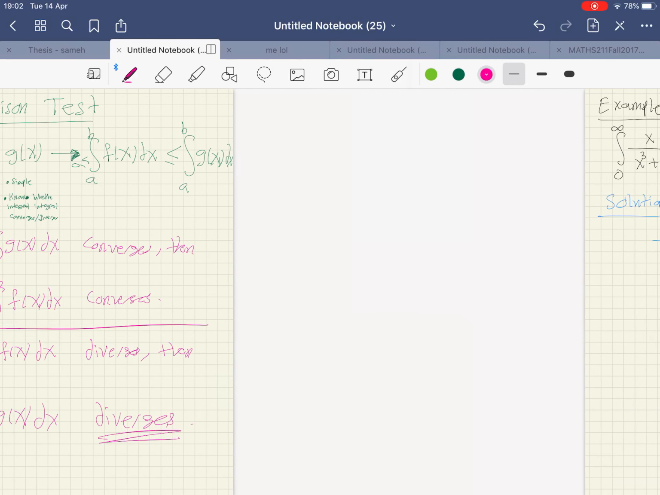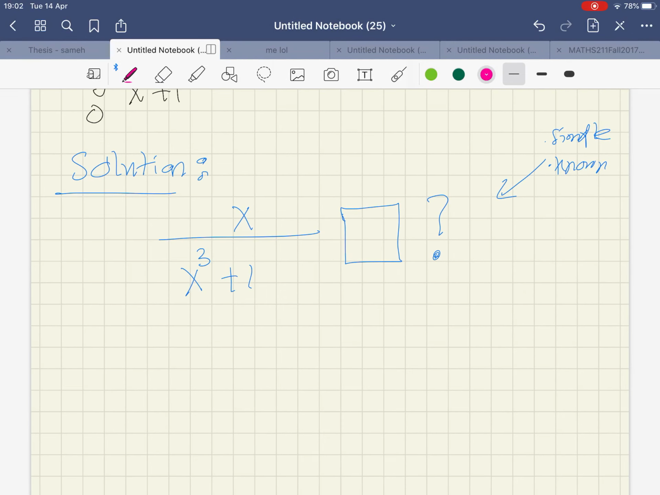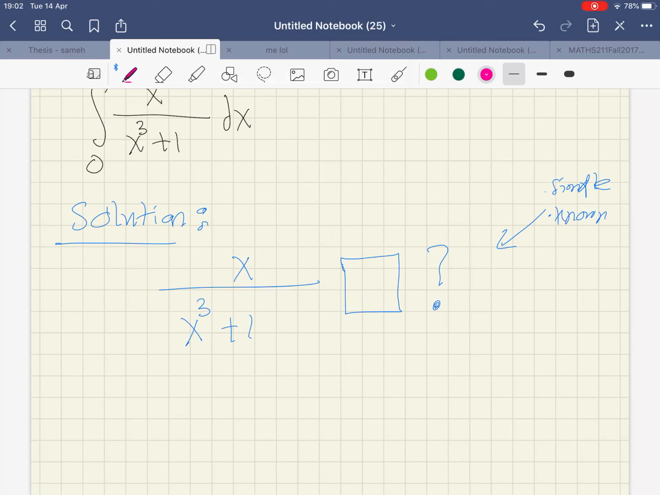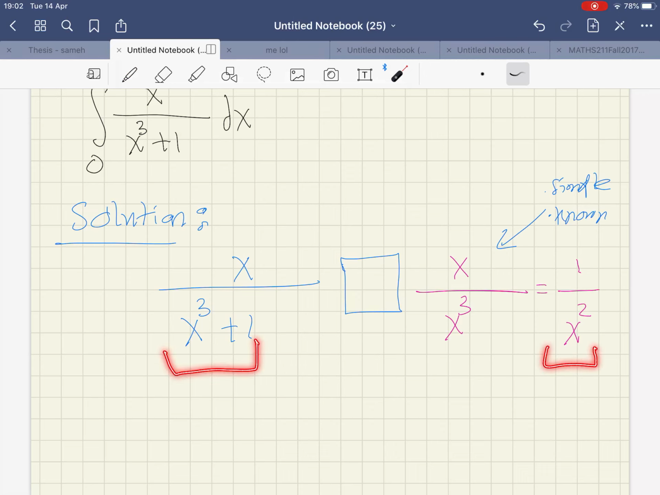Now let's go and apply it in example number 1. Now, how can I get this function? The first intuition, maybe it's correct, maybe it's not. I want you to take the highest power in the numerator, which is x. I want you to take the highest power in the denominator, which is x cubed. x over x cubed is 1 over x squared. Okay, so I'm comparing the blue function with the pink function, and I don't know, is it greater than, equal, or less than?